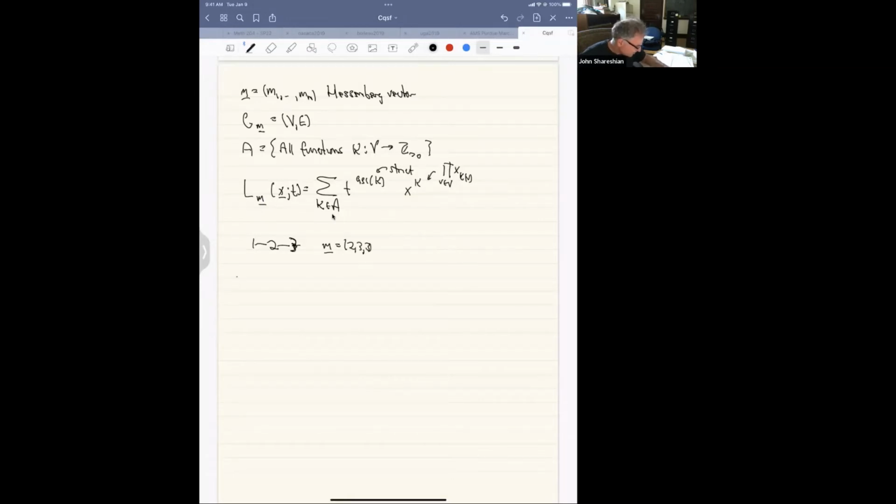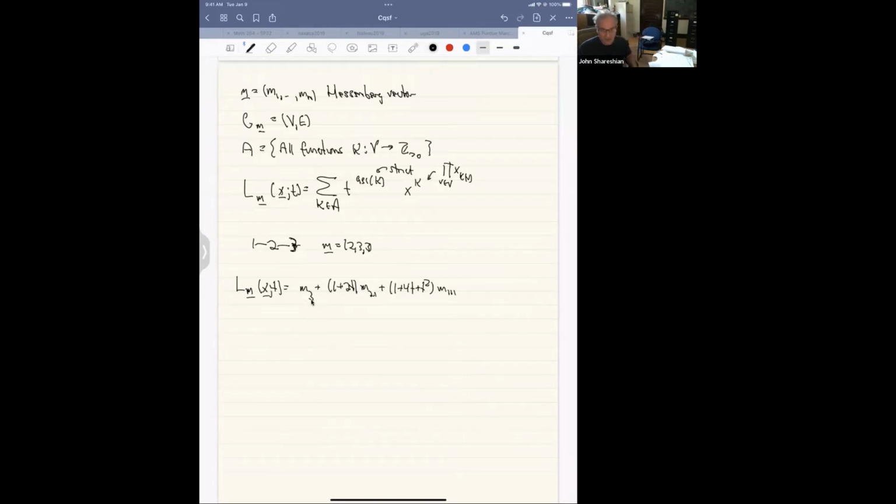And so I want to claim this is M3 plus (1 plus 2t) M21 plus (1 plus 4t plus t squared) M111. Okay, why is this true?